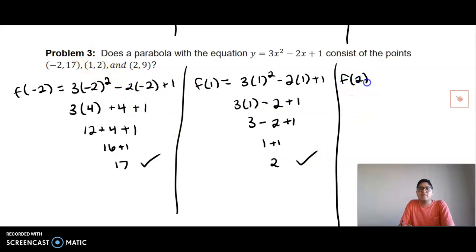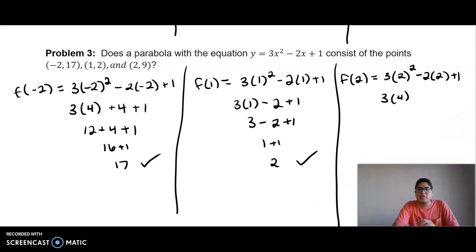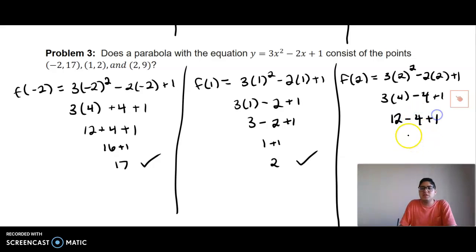Now let's check f of 2. Again, we're going to do 3 times 2 squared minus 2 times 2 plus 1. Well, 2 squared is 4. Negative 2 times 2 is negative 4, sorry, plus 1. So we have 12 minus 4 plus 1. 8 plus 1 definitely gives me 9. So all 3 of these coordinates are on the parabola.